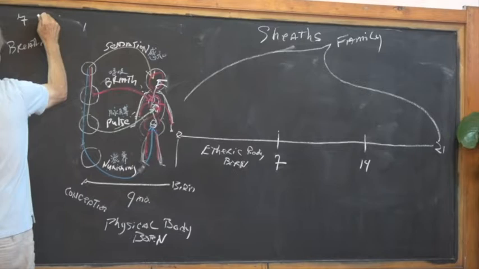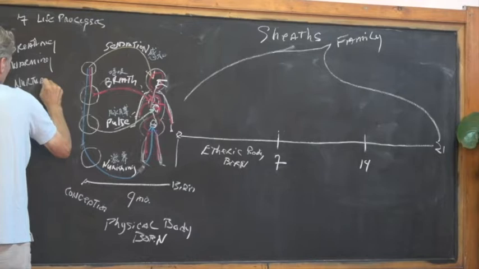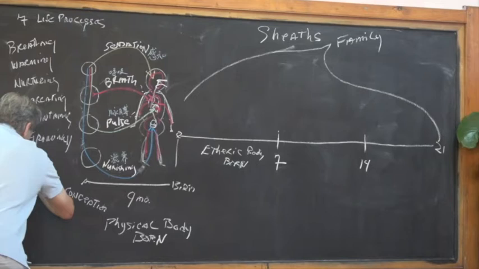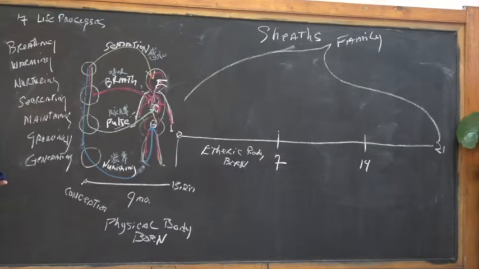Breathing, warming, nurturing, secreting, maintaining, growing, and generating, reproducing. Now you can see the newborn child can breathe, but they can't warm themselves, they can't nurture themselves, they don't know how to secrete properly. And really, these processes of maintaining, growing, and generating will happen at puberty.